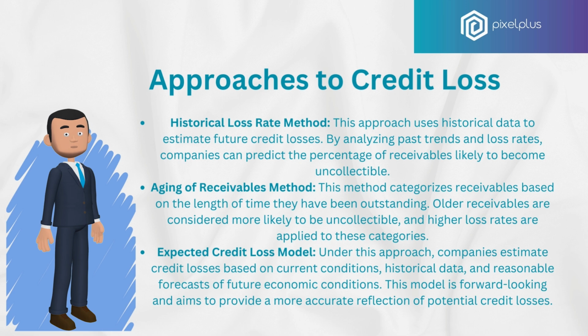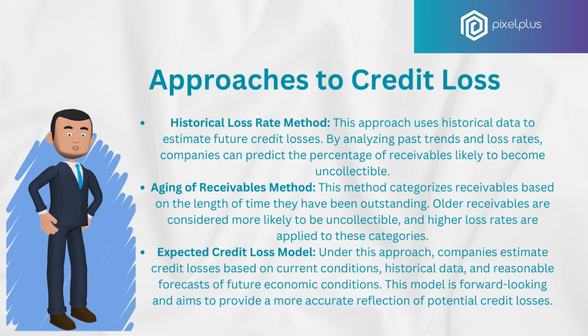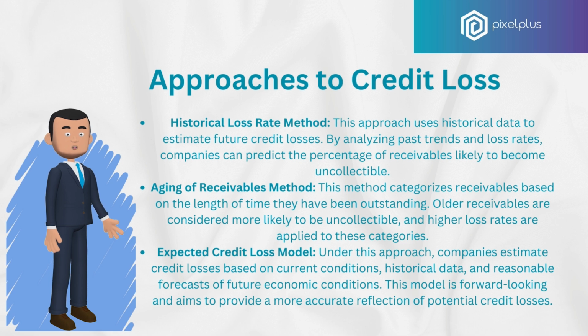0 to 30 days, $50,000 times 2% equals $1,000. 31 to 60 days, $30,000 times 5% equals $1,500. 61 to 90 days, $20,000 times 10% equals $2,000. Over 90 days, $10,000 times 20% equals $2,000. Total allowance for doubtful accounts equals $1,000 plus $1,500 plus $2,000 plus $2,000 equals $6,500. Expected credit loss model.